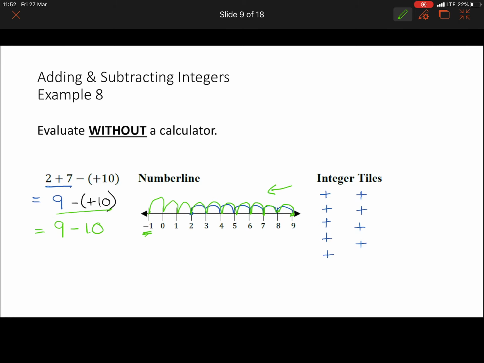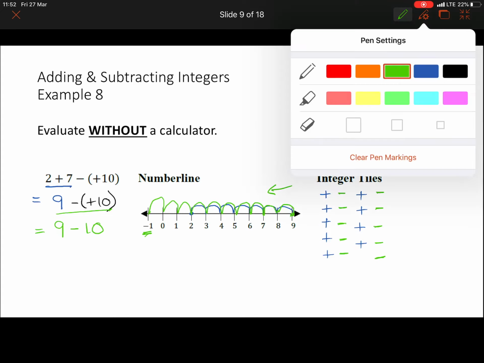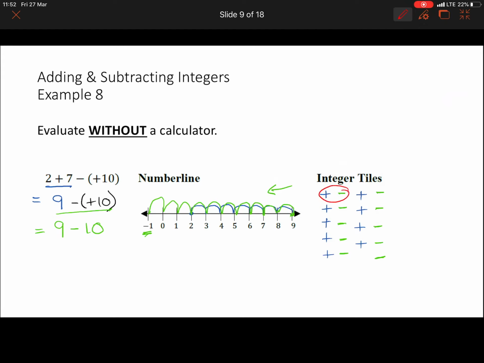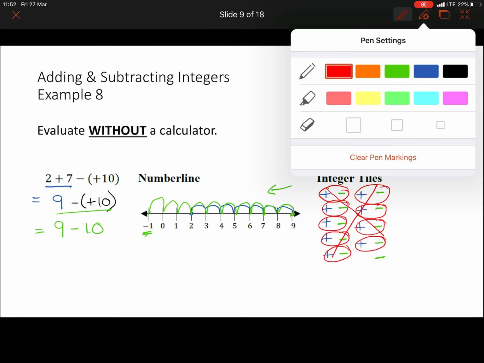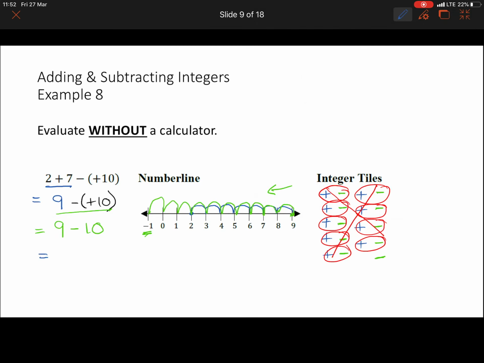With our integer tiles, we already have 9 integer tiles there. So now I've got to put in 10 negatives. And you'll notice I put the negatives next to the positives so that I can cancel them out easily. And here the positives and negatives cancel out. And that leaves us with just 1 negative left over, giving us an answer of negative 1.